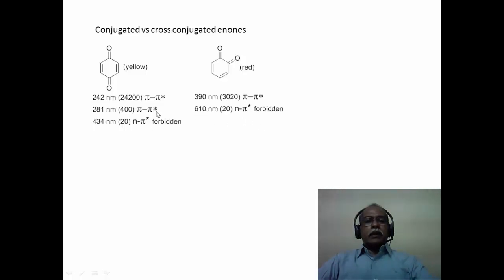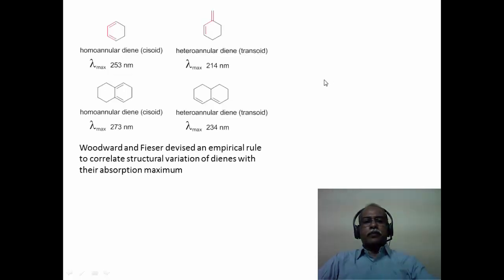So you can see here the pi to pi star transitions correspond to 242 and 281. There are two types of pi to pi star transition in this quinonoid compound. Whereas in the case of orthobenzoquinone, the pi to pi star transition occurs at 390 nanometer. In the case of the cross-conjugated parabenzoquinone, the n to pi star appears at 434, whereas in the case of the orthobenzoquinone, the n to pi star appears around 610 nanometer. Such a profound effect is because of the conjugation, which is either a straight conjugation like here, or the cross conjugation in this particular case of the parabenzoquinone.